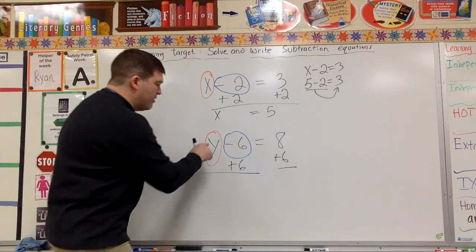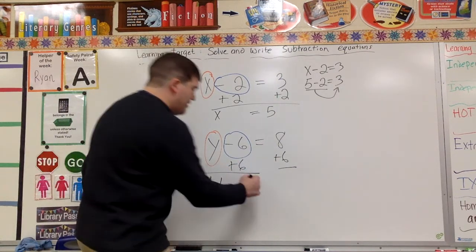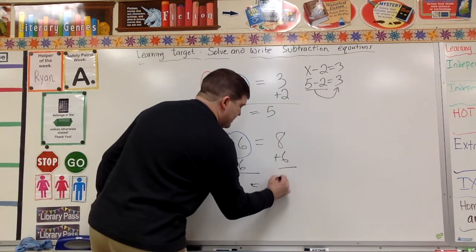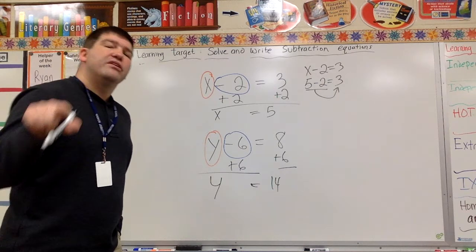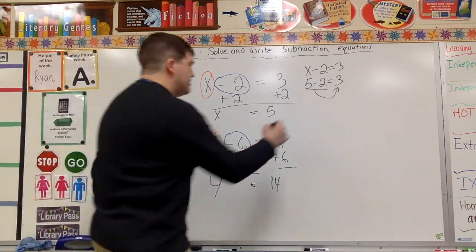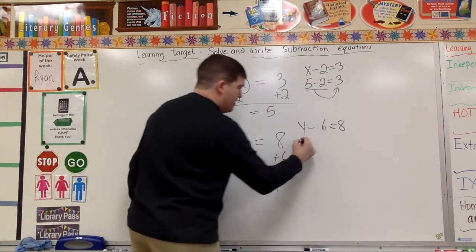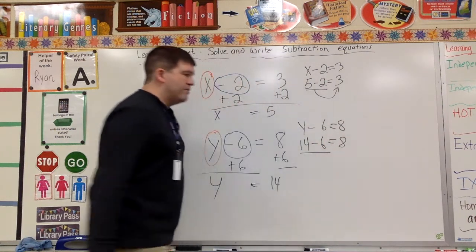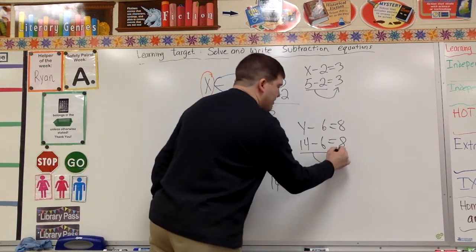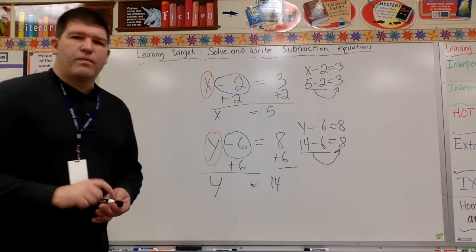So I bring y down here. Those two cancel each other, and then equals 8 plus 6 is 14. I think y is 14, and I only think that until I check it. And then I know. So y minus 6 equals 8. I think y is 14. So 14 minus 6 equals 8. Does that equal 8? It sure does. So it is an accurate equation, and I solved for y.